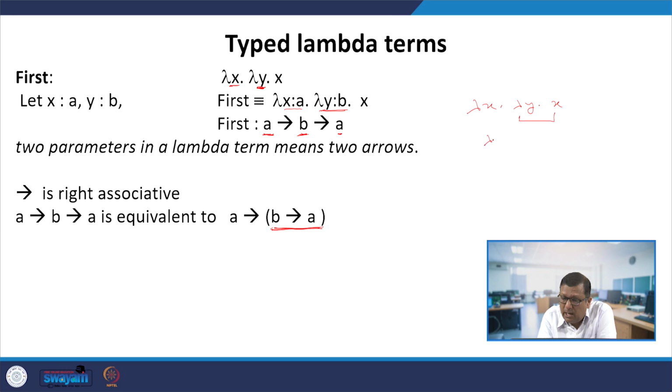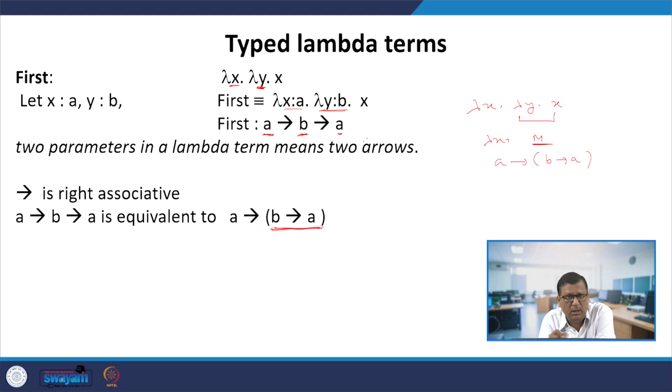So, let this be lambda x dot m. Now, this part will be the type of A, arrow, type of m. What is the type of m? This will be B arrow A. This is how we have got this one, by currying. Now again our rule will say that if there are two parameters in a lambda term, we have two arrows.